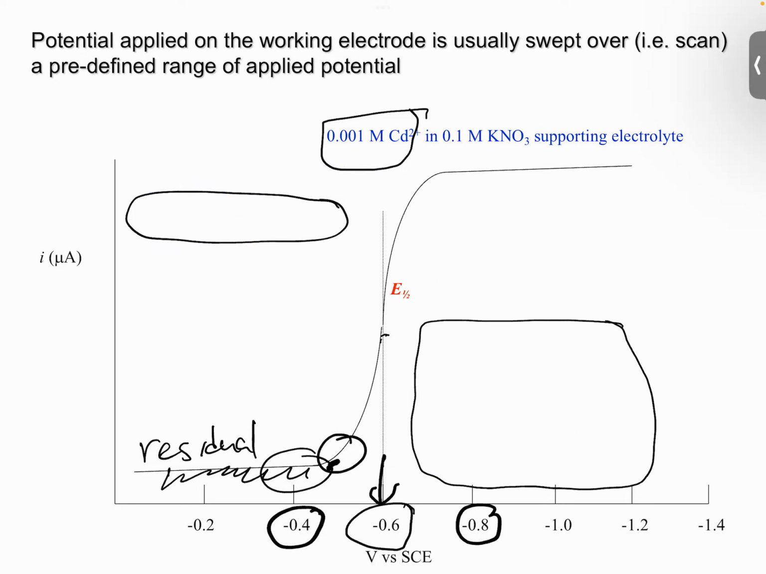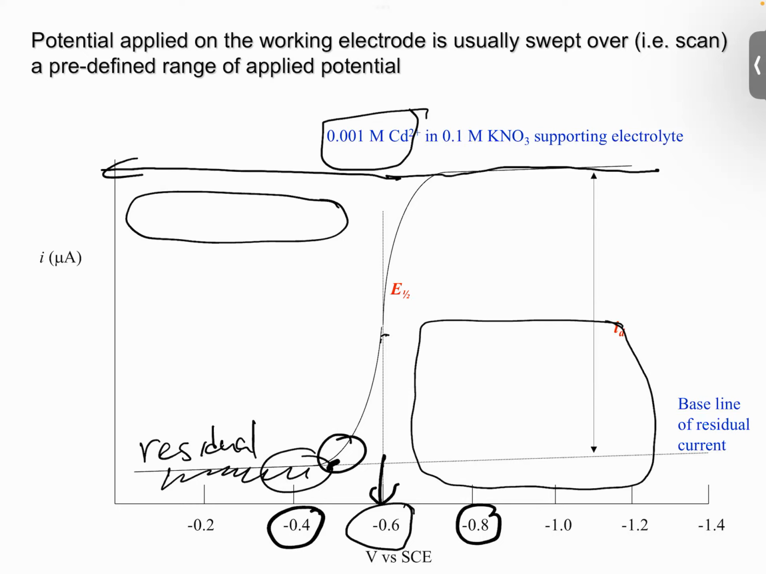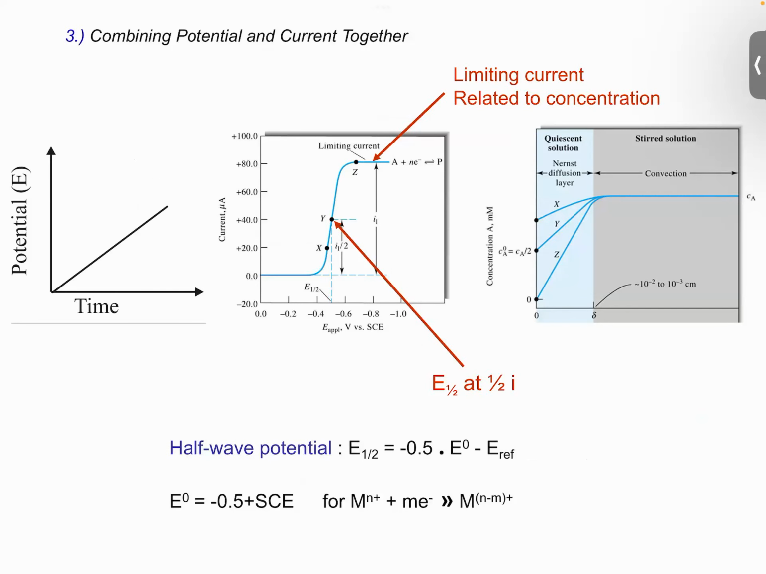All right, and then we have this one that represents the concentration, the concentration of the current. So we still have to do calibration plots using different concentrations of cadmium 2+ to identify that this level of current represents what concentration. So this is how it happens. This is called the limiting current, and this is what we call the half wave potential.